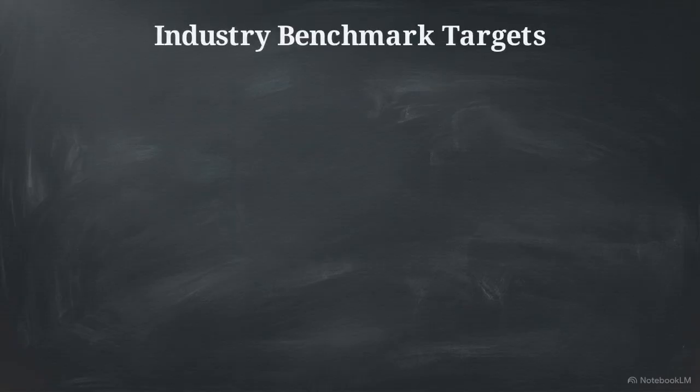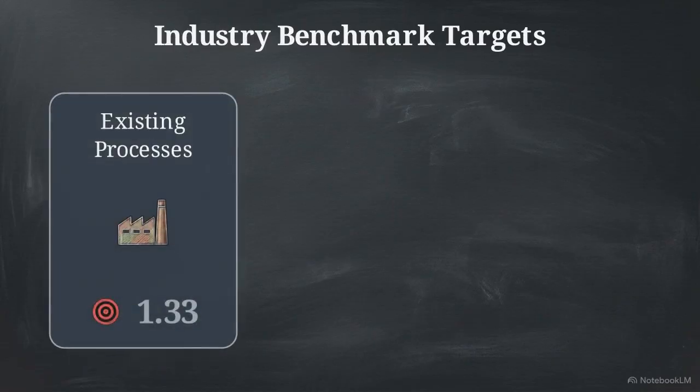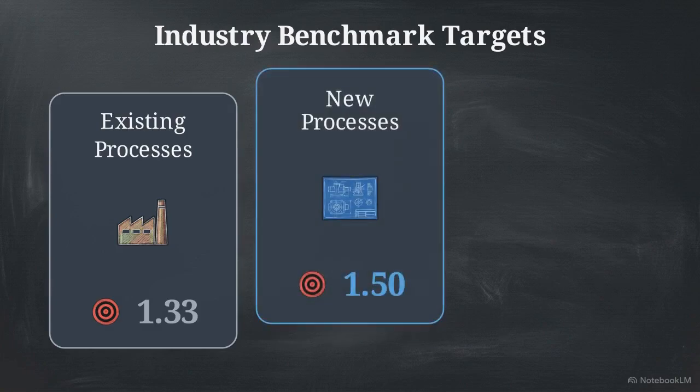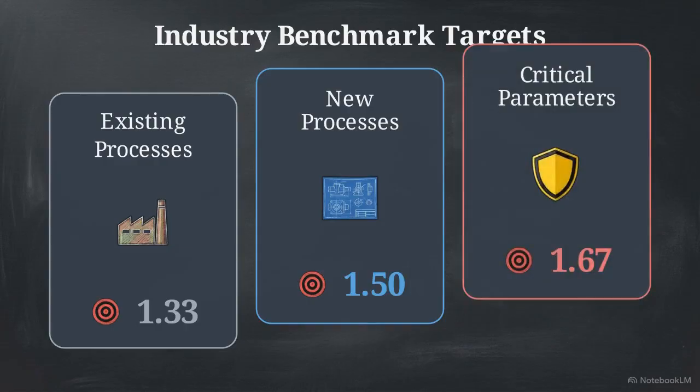Industry minimum standards dictate a CPK of 1.33 for existing processes. For standard new processes, the baseline increases to 1.5. If the new process involves safety, strength, or critical parameters, the requirement is a strict 1.67.